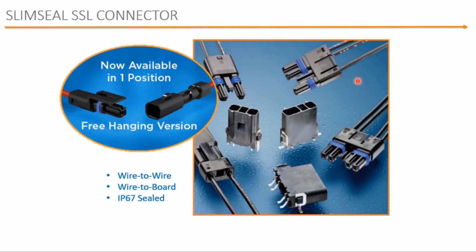The Slim Seal SSL, for Slim Seal solid state lighting connectors, are low-profile single-row connectors. They're for free hanging applications, wire-to-wire and wire-to-board interconnects available in up to 4 positions. The current rating is 5 amps. They're polarized. There's an integral positive latch. The seals are already incorporated into the housings, and they have an IP67 sealing rating. Other customers that have expressed interest in this are from ICT, as well as motorcycle manufacturer Harley-Davidson.